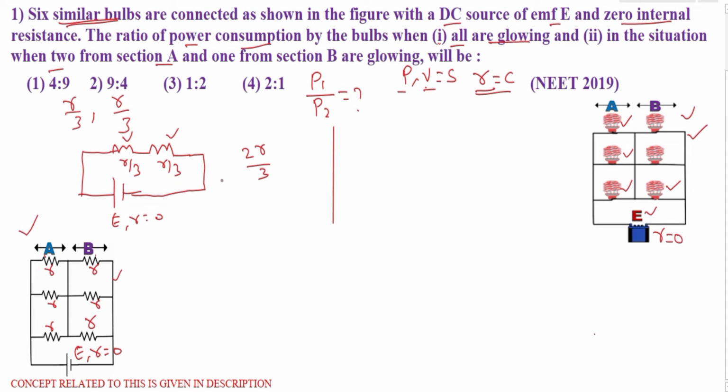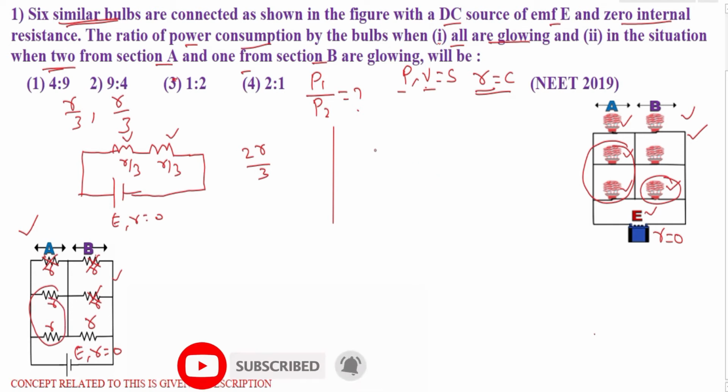Now let us go to case 2, where 2 from section A are glowing and 1 from section B is glowing. That is, these 2 are glowing in section A and only this one is glowing in section B. Then this resistor will be ineffective. Similarly, this resistor will be ineffective. Now these two are in parallel. Then what will be its effective resistance? Its effective resistance will be R by 2.